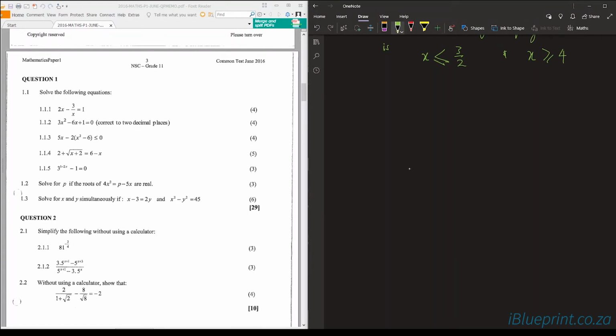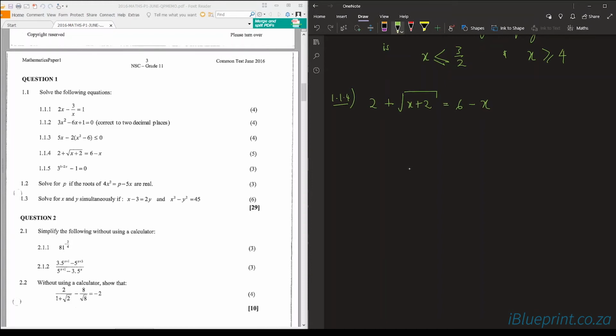Okay, next question, 1.1.4. 2 plus root of x plus 2 is equal to 6 minus x. And again, we're trying to solve. So whenever you're trying to solve an equation, you're trying to isolate x. The problem here is that x has two operations on it. In addition to what's happening on the right-hand side, x is added to 2, and more importantly, it's under a square root. And we want to get rid of that square root.